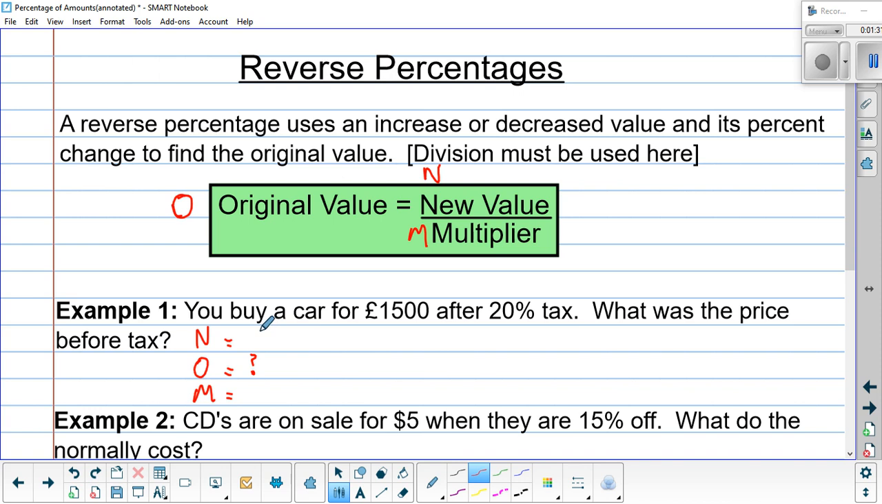So I'm just going to put a question mark there. Our N then is going to be 1,500, and I'm just getting rid of the units for now, just to make our lives a little bit easy. And our M, it's after a 20% tax, right? So what was the price before tax? That means that's an increase, so our multiplier is going to be 1.2. So how are we going to figure this out? We are going to go 1,500 divided by this 1.2.